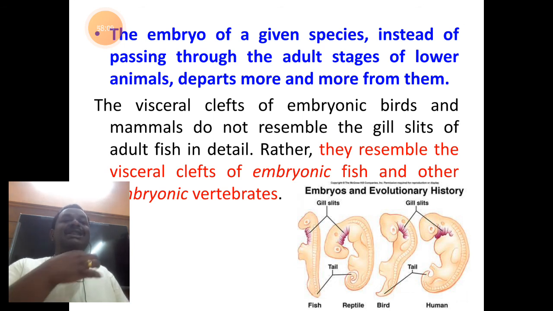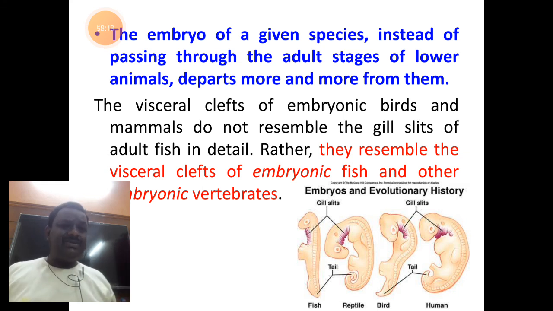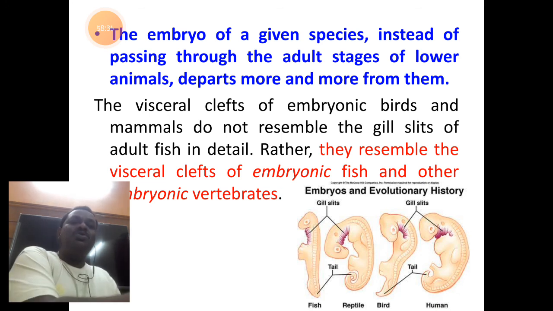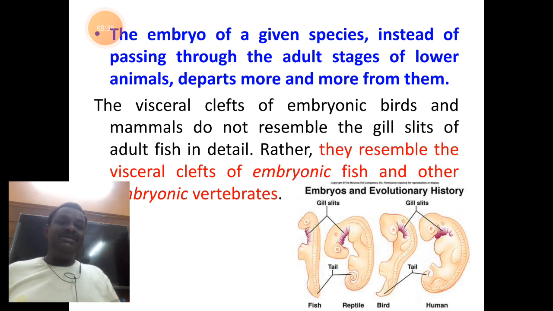For example, the visceral clefts of embryonic birds and mammals do not resemble the gill slits of adult fish in detail. So we do have gill slits like that of fish, but the gill slits which the embryos of birds and mammals show are not like those of the adult fish. Instead, it is the gill slits of the embryo of those fishes that are similar to those shown by the embryos of birds and mammals. So remember, the adult characters of our ancestors are not repeated in us. Instead, the embryonic characters get repeated. This is what the third important postulate concentrates on.